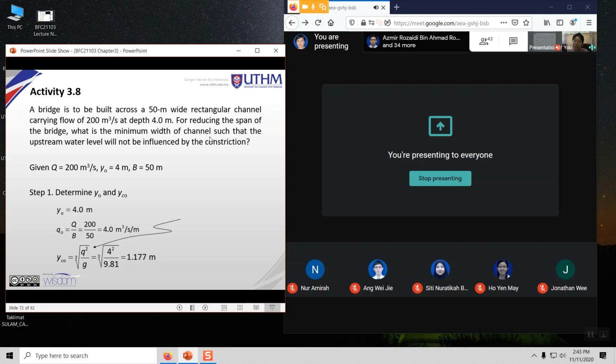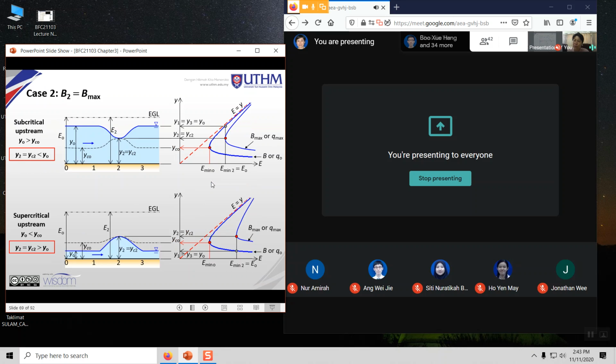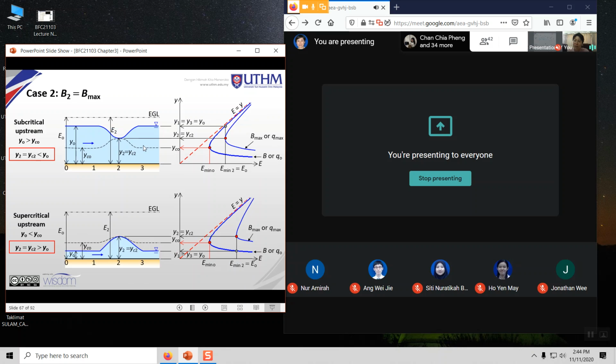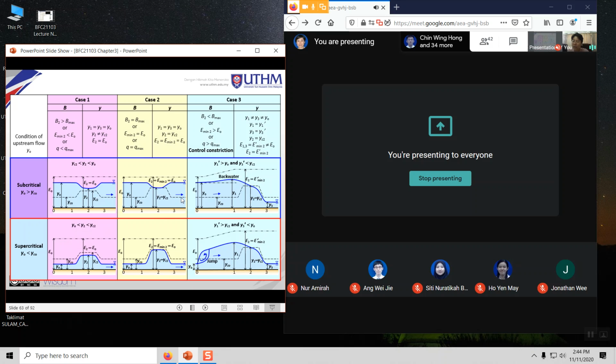For reducing the span of the bridge, what is the minimum width of channel? Basically, they ask you to find Bmax, such that upstream water will not be influenced. What do you mean by not influenced? For case 1, your upstream flow remains the same. For case 2, you see, case 1 and case 2, your upstream flow depth remains the same. But for case 3, it increases. It has backwater.